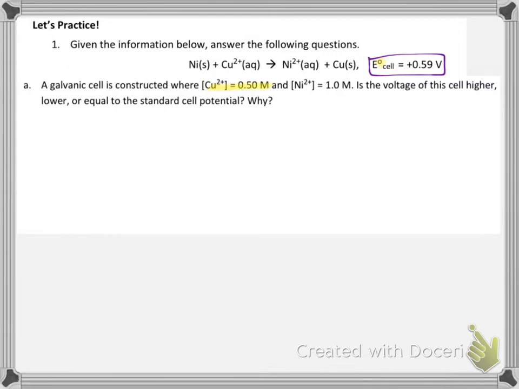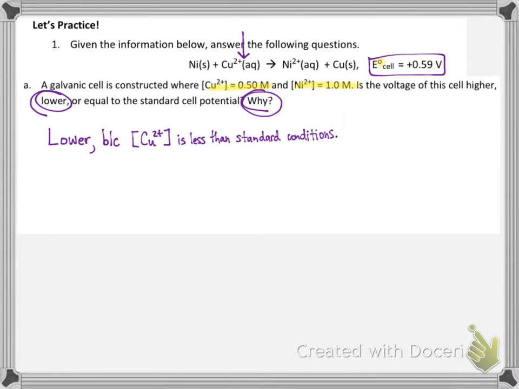But not standard conditions. The copper 2+ concentration is only 0.5 molar. So the classic question: is the voltage of the cell higher, lower, or equal to the standard cell potential, and why? Well, in this case, the concentration of a reactant decreased, so the voltage of your cell is going to be lower. Let's see how we'd explain that for free response.